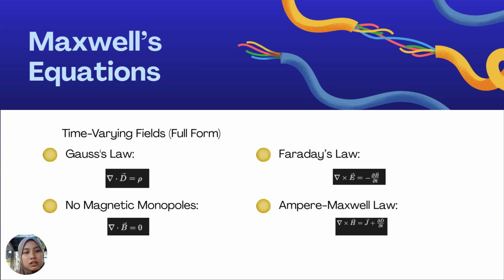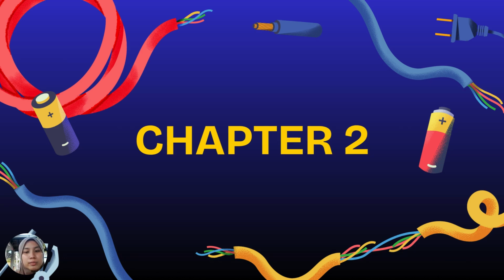And for this law, a changing magnetic field induces a circulating electric field. This is the principle behind electromagnetic induction. For the Ampere-Maxwell law, a magnetic field is produced by electric current and also by changing electric field. This completed Maxwell symmetry. Now we go to chapter 2.